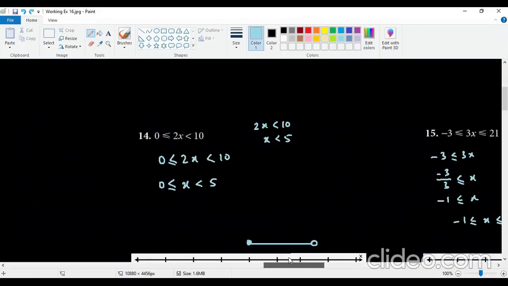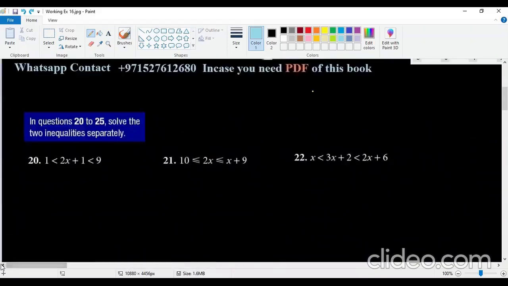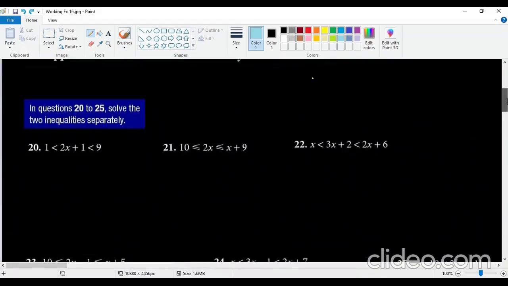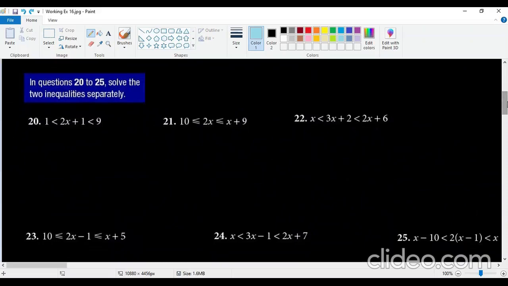It's question number 20, which is somehow a bit different. We are going to be taking two inequalities separately. So first one is saying 1 less than 2x plus 1, and the second one is saying 2x plus 1 less than 9.